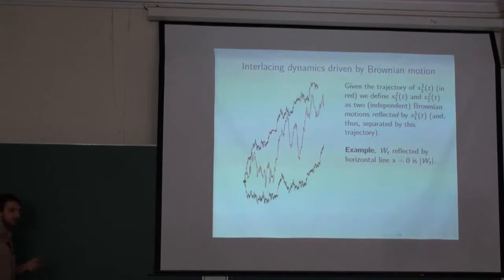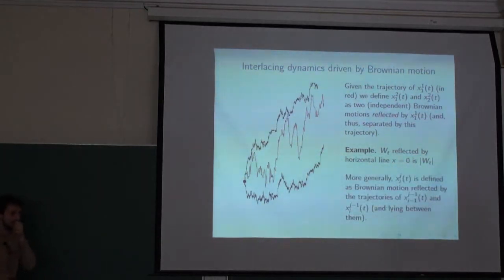Well, you may ask, what does it mean reflected? Well, there is a certain probabilistic construction making sense of reflection. A simple example which is good to have in your mind is that if you try to reflect Brownian motion by just a horizontal line, then you just get the absolute value of Brownian motion. So it's like the things that you expect to see when you reflect. And so it makes sense in general.